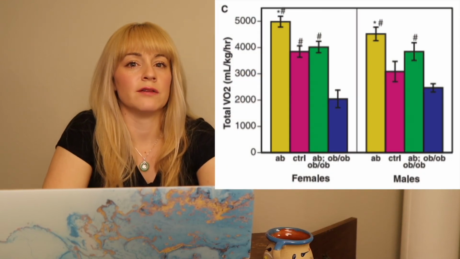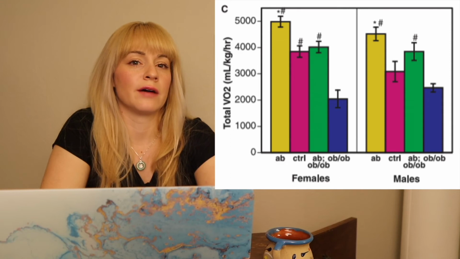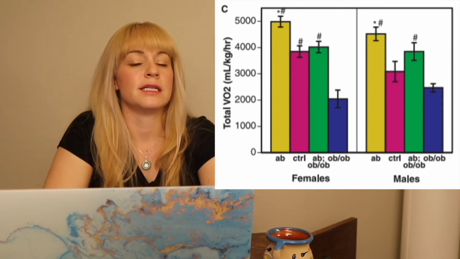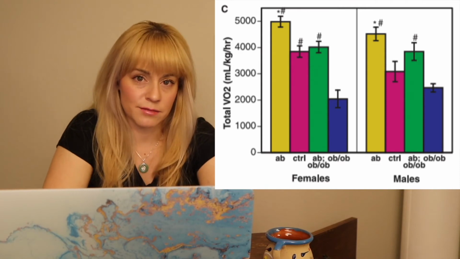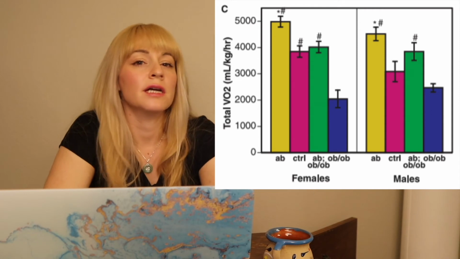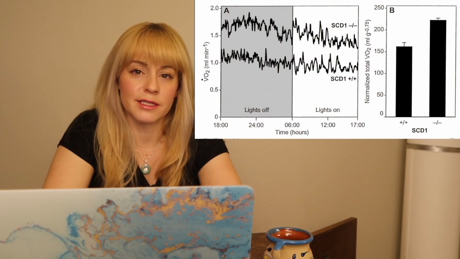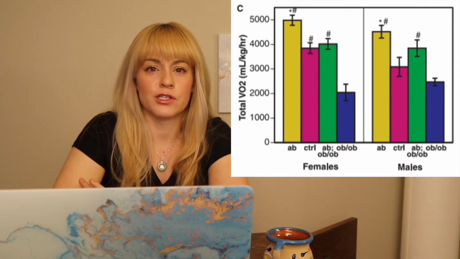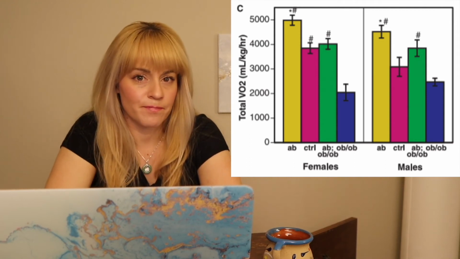So again, if we look at these graphs, it's apparent that the SCD1 deficient mice seem to have very fast metabolisms, and this is confirmed in more data from the same study as well as this other study, both showing increased metabolism in SCD1 deficient mice. But why do SCD1 deficient mice have higher metabolisms?